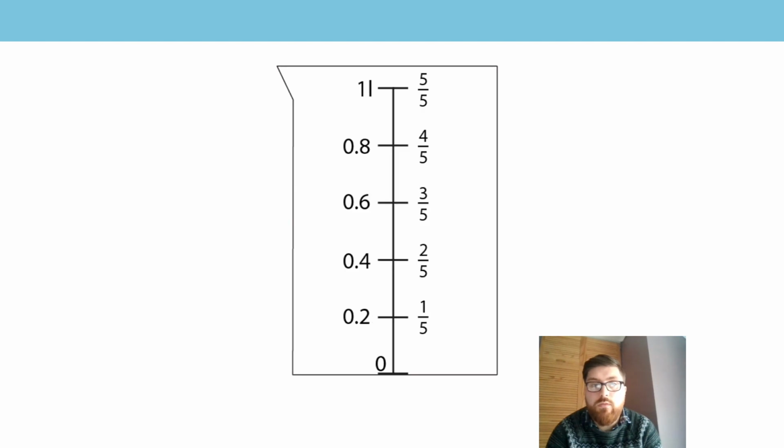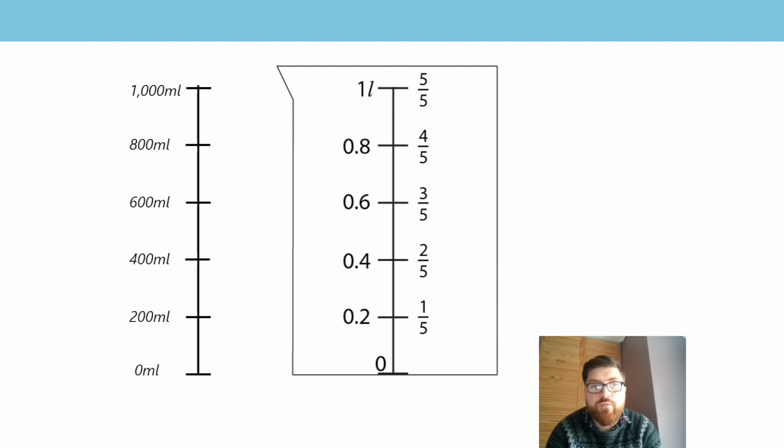Okay? And we can see the same in fifths. Can you see that our number line is just vertical now? It's on a scale on our measuring cylinder. And we can see the fraction and decimal equivalents of litres, of fifths of a litre. And we can see here the millilitre equivalents also of fifths of a litre. Can you see those?